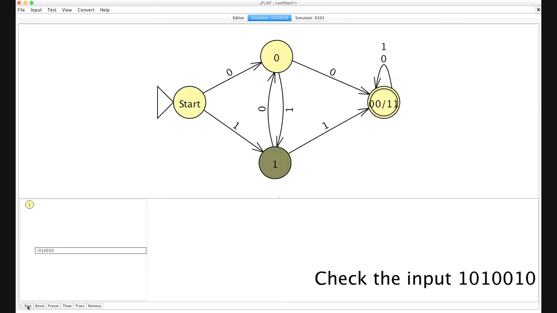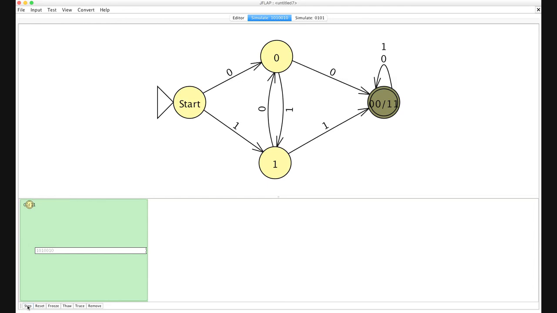So we start off by reading a 1, and that takes us into the state labeled 1. Then we read a 0, that's going to move us into the state labeled 0. Then we read a 1, that takes us back into the state labeled 1. Then a 0, back to the 0 state. Then we read a second 0, and this is now moving us into the final state, but we still have 2 bits to read. So we need to read a 1, which keeps us in the final state, and then a second 1. And we see that this is actually a string that is accepted by our DFA.